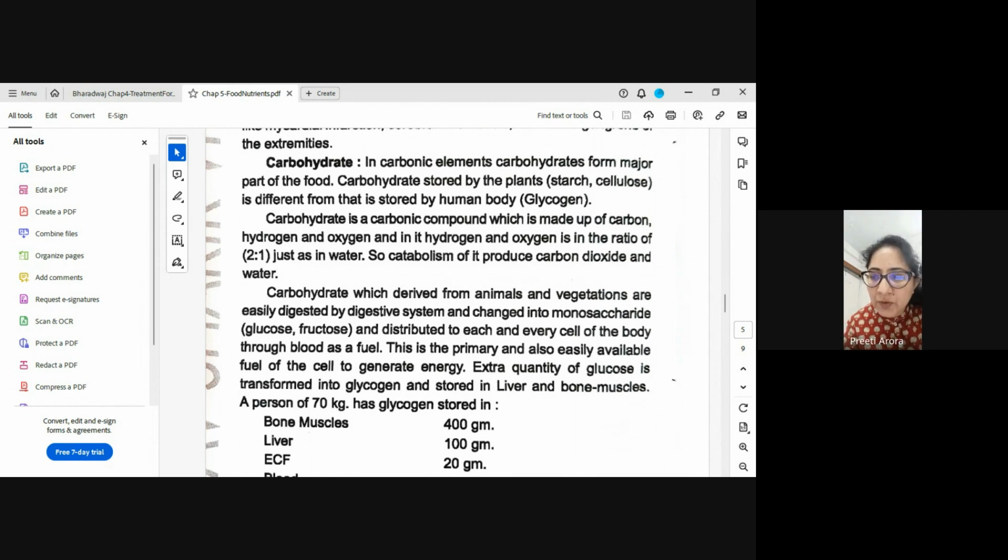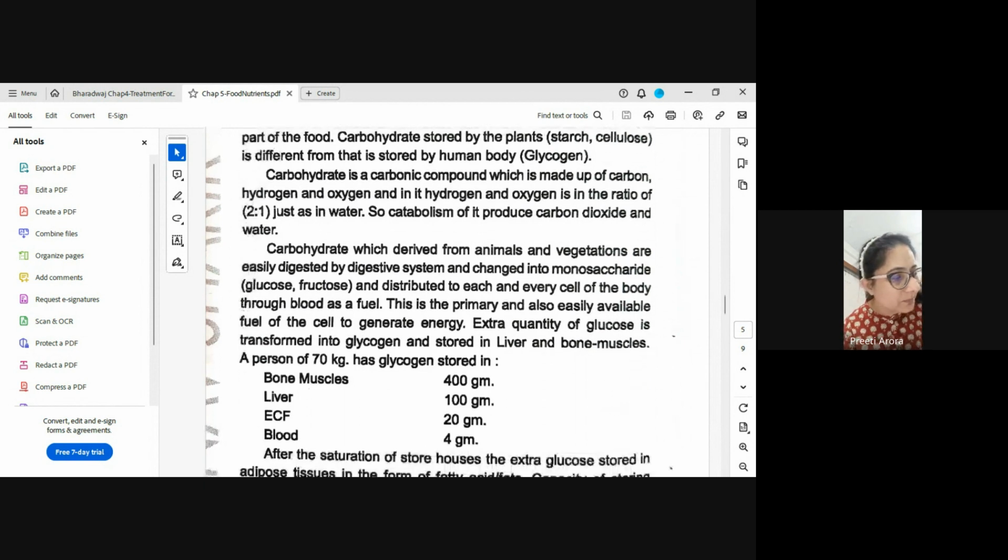And if you break down carbohydrates, whether they be simple carbohydrates or complex carbohydrates, you will get glucose. And extra glucose is deposited in the body in the liver in the form of glycogen. So besides the liver, glycogen is also stored in our bone muscle. The percentages are mentioned in the book, if you see those.